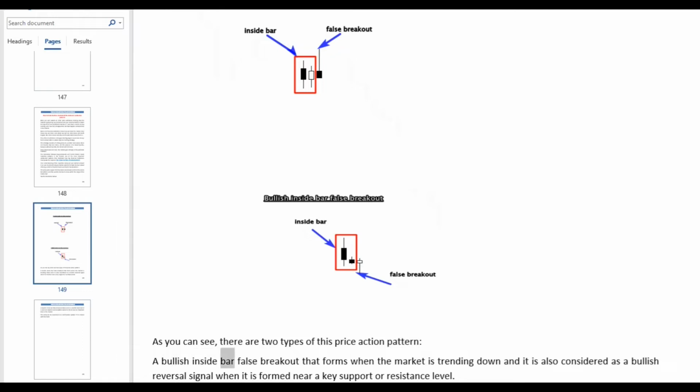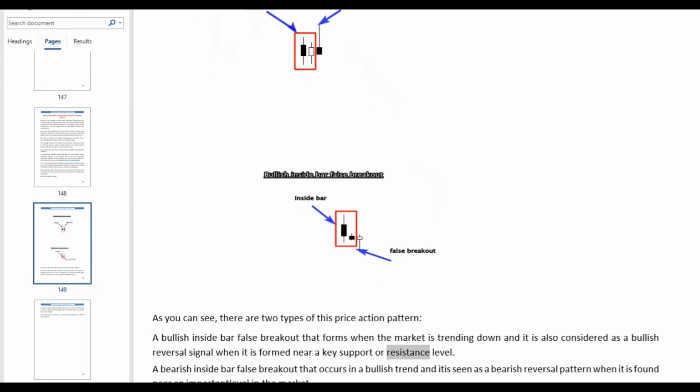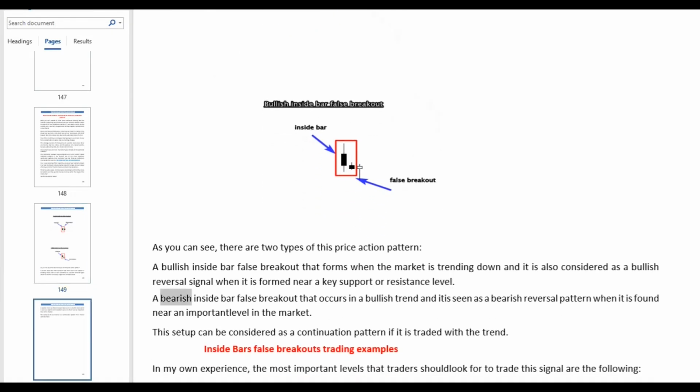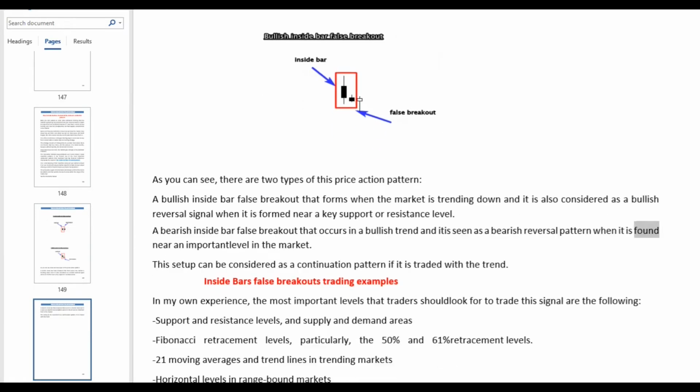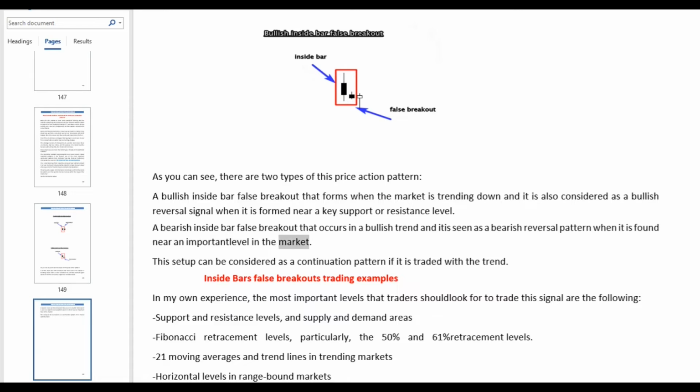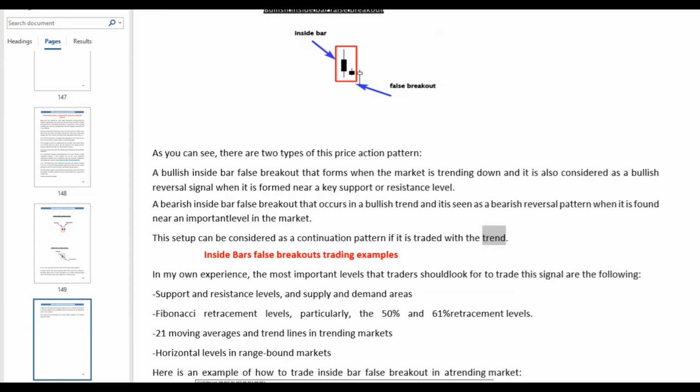A bullish inside bar false breakout forms when the market is trending down, and it is also considered a bullish reversal signal when it is formed near a key support or resistance level. A bearish inside bar false breakout occurs in a bullish trend, and it is seen as a bearish reversal pattern when it is found near an important level in the market. This setup can be considered a continuation pattern if it is traded with the trend.